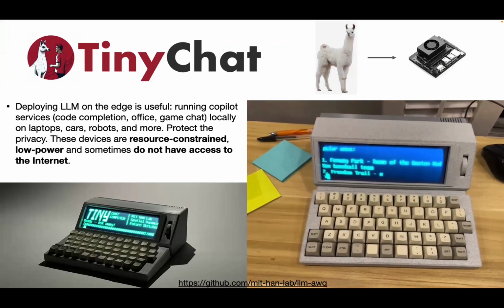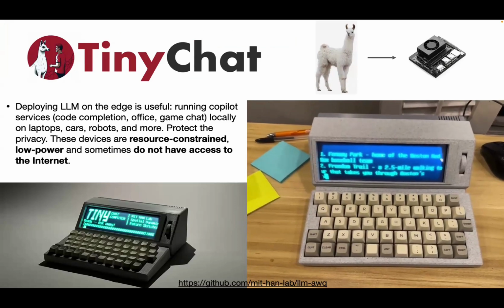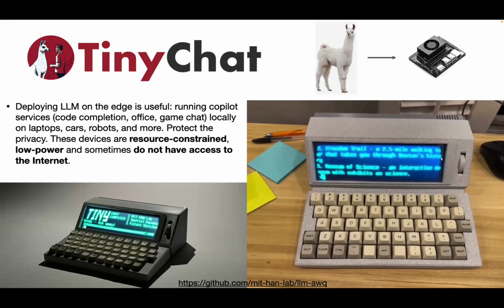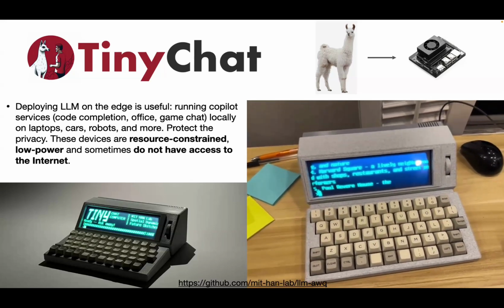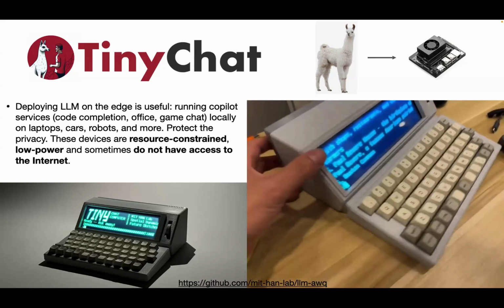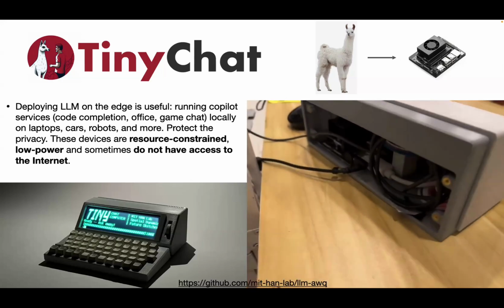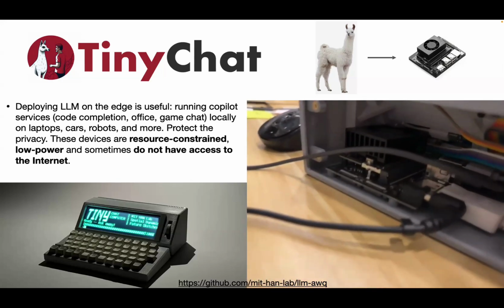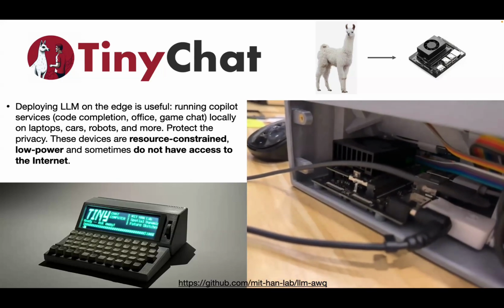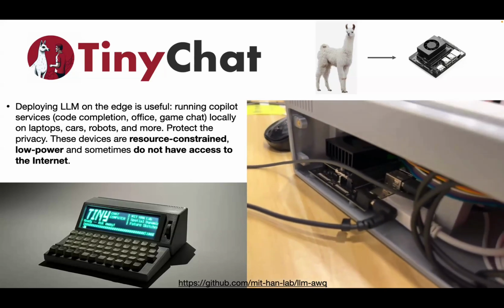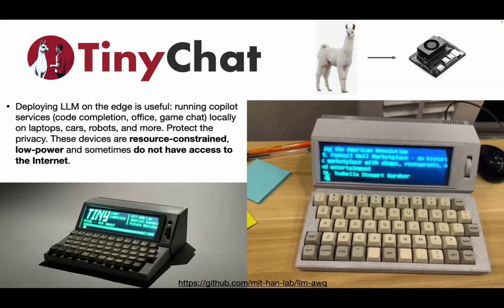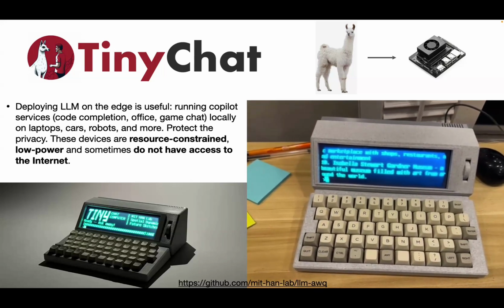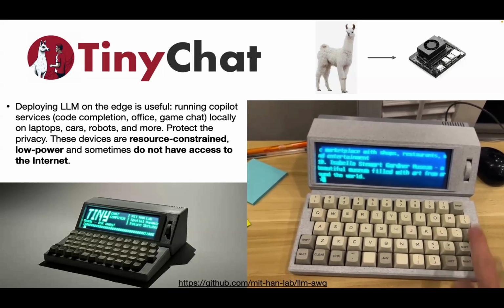This is the TinyChat computer that we built. It has a Jetson Orin Nano, which has only 8 GB of memory. We can run a 7 billion parameter model locally on device. You can see in the back, it's actually a pretty tiny device. You can fit this in a battery-constrained scenario. You don't need to send anything to the cloud and it's fully running locally.